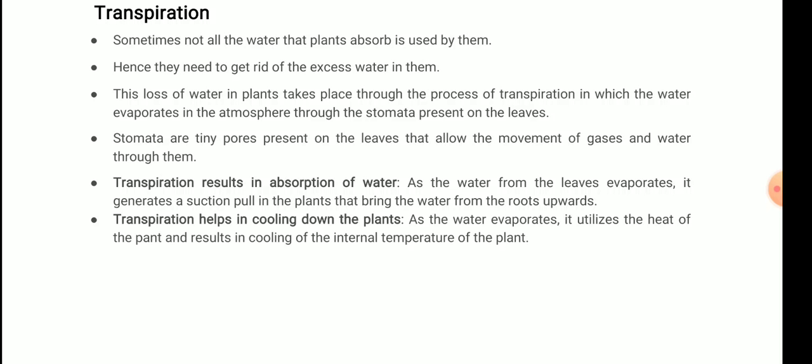Clear about the transpiration? Read all the points, students, very important, and then we'll be moving forward.